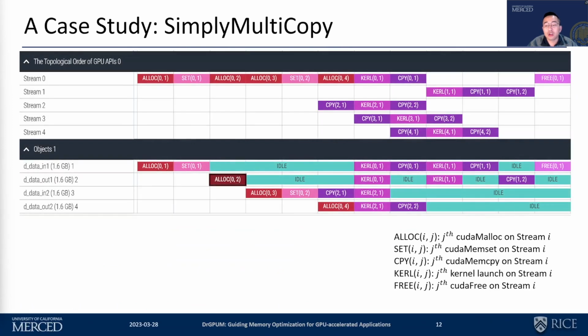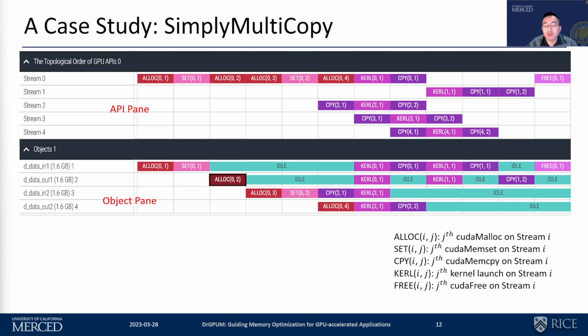Next, I'll talk about a case study, simpleMultiCopy. simpleMultiCopy is a multi-stream program from the CUDA Toolkit examples. Here is a screenshot of DrGPUM's GUI that visualizes the profile of simpleMultiCopy. The top pane shows the order of GPU APIs on different GPU streams. In this example, there are 5 streams.